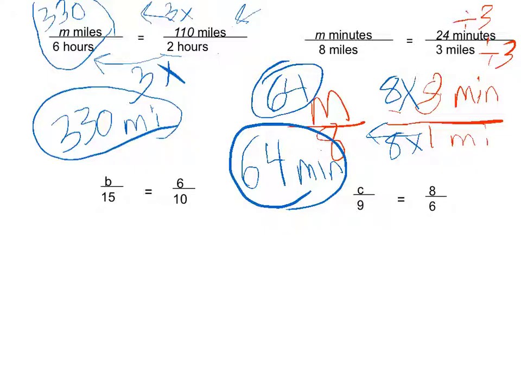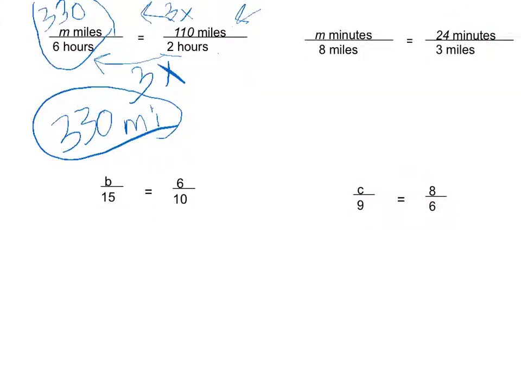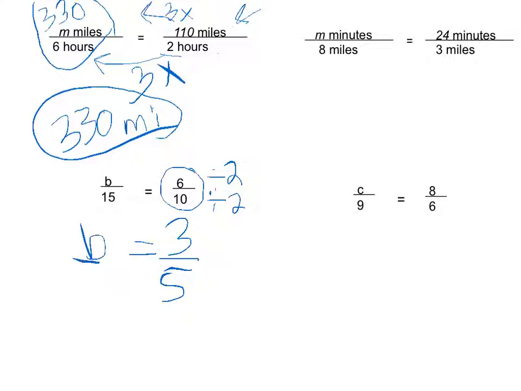Okay, so once again, I look and I see 10 and it turns into 15. Not an easy thing to multiply by. I could multiply by 1.5, but instead I'm going to look for other options. And I see I can reduce this. Now I can't make it a unit rate, but I can reduce it. If I reduce this by dividing by 2, I get 3/5. Now I can take my b over 15. Now I can check, can 5 go into 15? And the answer is yes, 3 times.